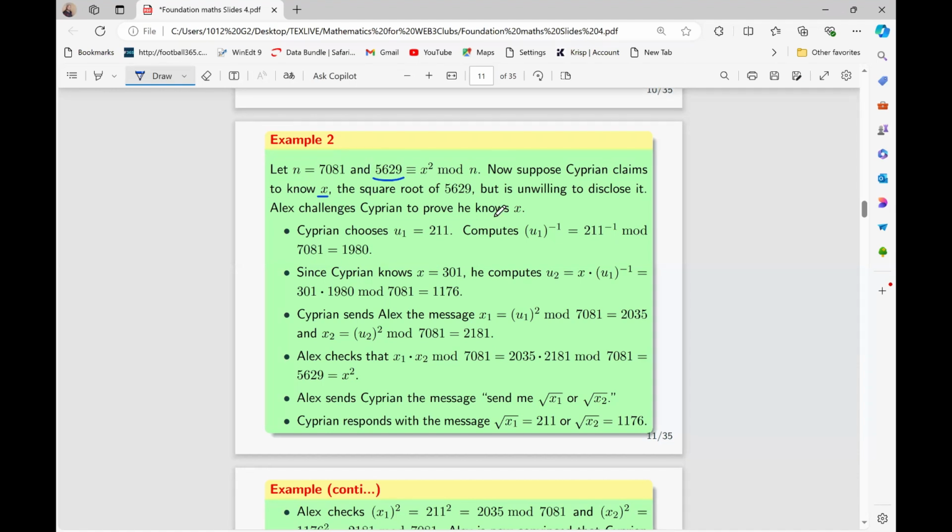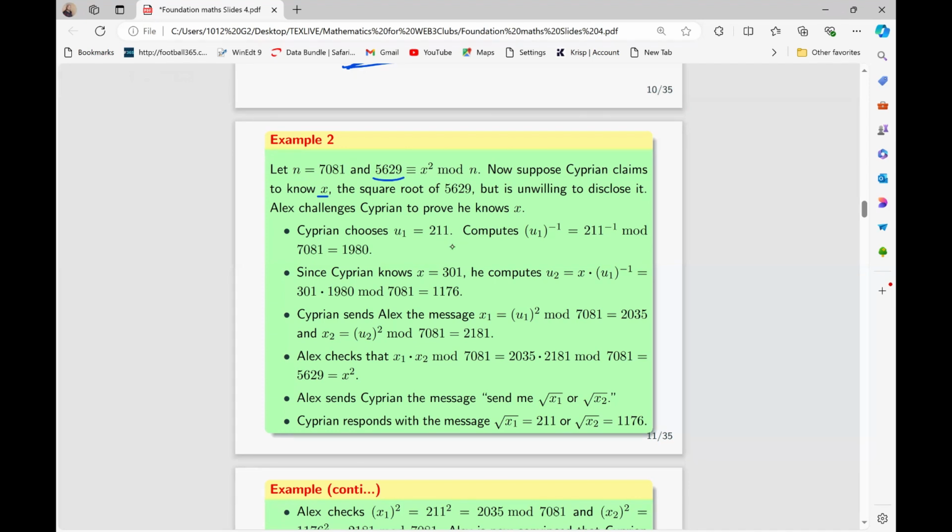As before, he chooses any number. It's not a must that you choose this one; you can choose another number. But this number that you choose should be relatively prime to n. That is the only condition. You can even choose 3, because 3 cannot divide this number. So you can even choose 3 to be u1, so long as it's relatively prime to n.